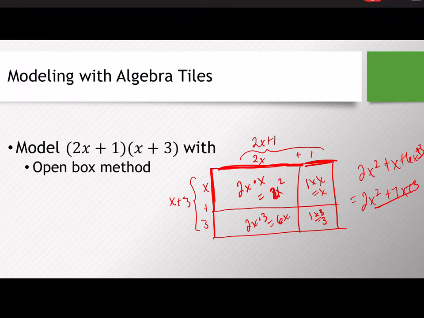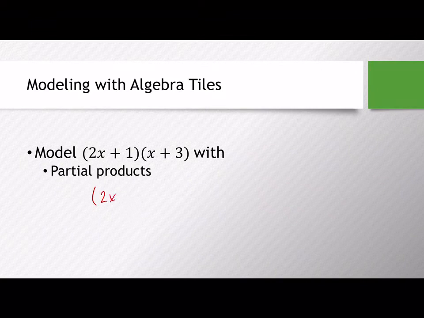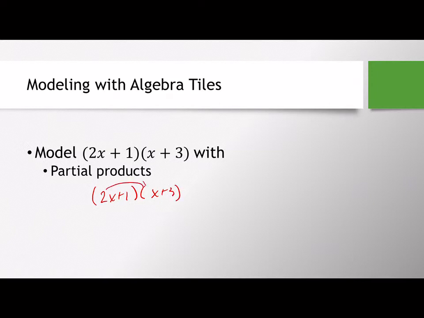And speaking of partial products, let's go ahead and do that. To see these partial products, I'm going to write it horizontally and use a form of the distributive property, where we multiply each part. Okay, so we're going to multiply 2x times x plus 3, plus 1 times x plus 3.